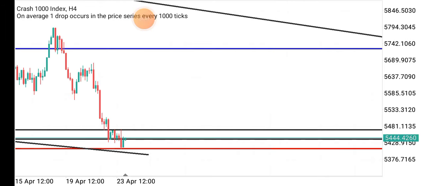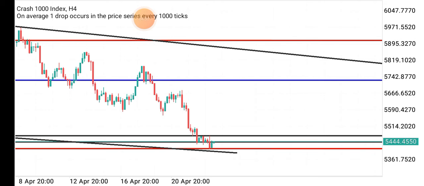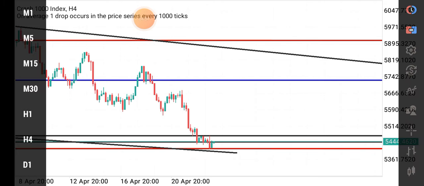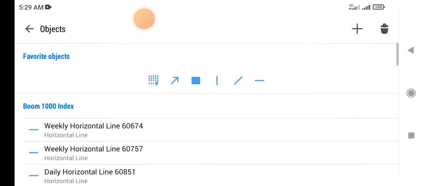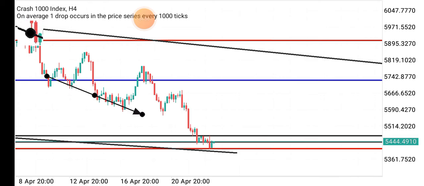Let's wait. It's loading. All right. So now we are on the 4-hour time frame, and on the 4-hour time frame, you can see the correction we talked about. There's another impulsive correction right here. You can see the movement of the market.